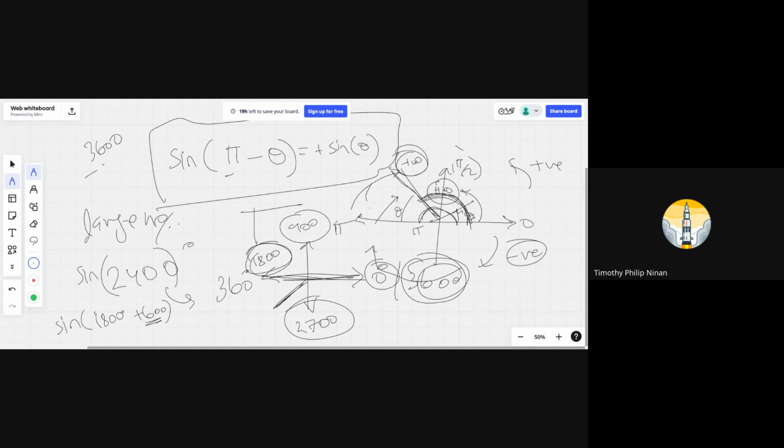3600 minus 2400 is 1200. Yeah, we divide by 360 to find out.